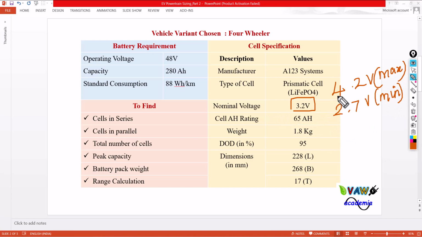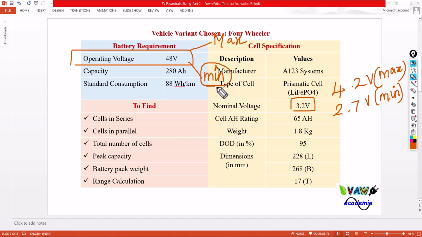So with this maximum and minimum value, you can identify the maximum operating voltage and the minimum operating voltage. As of now, whatever operating voltage is given is the nominal operating voltage. Because if the voltage falls below this minimum voltage, it won't drive the vehicle. So you should be very careful about what maximum voltage you can go to and what minimum voltage you can maintain. Based on that, your control system will work.